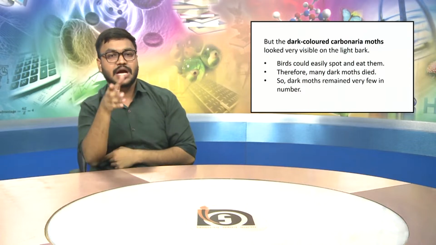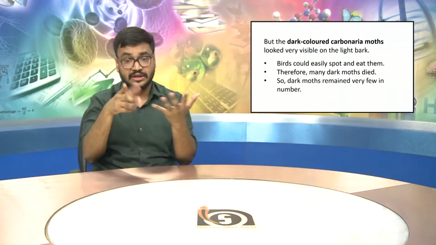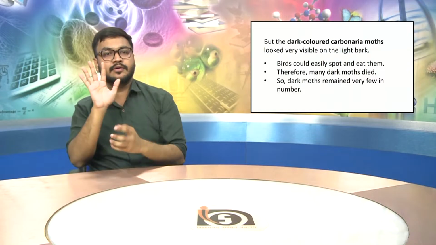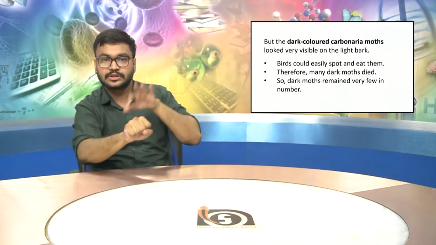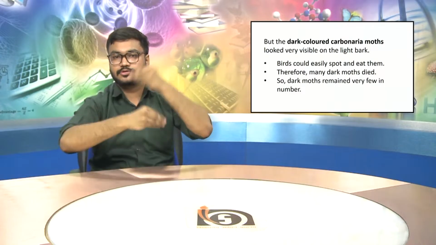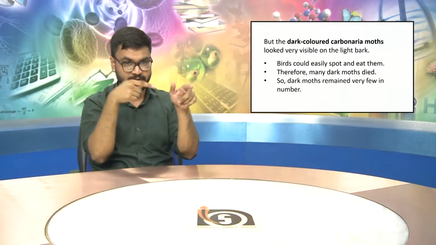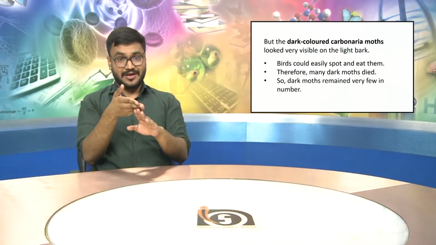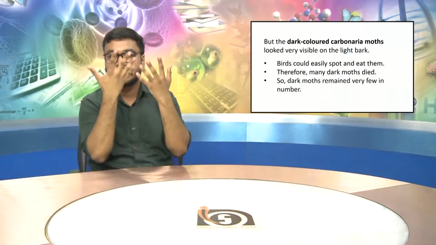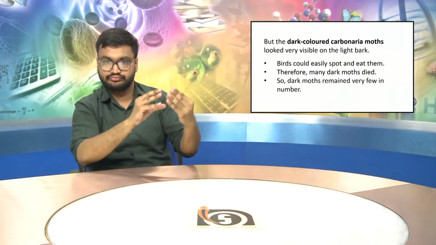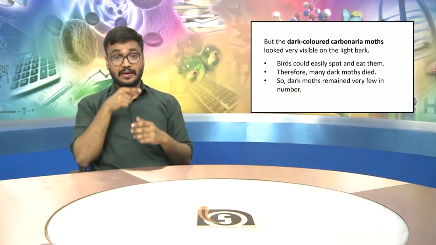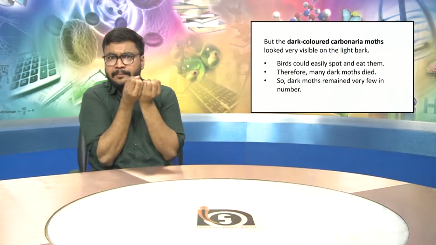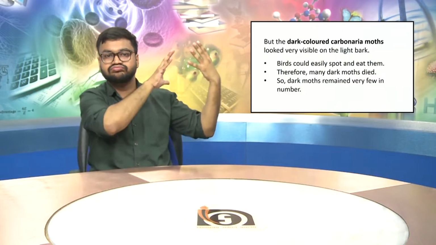But the dark colored Carbonaria moths looked very visible on the light bark. Birds could easily spot and eat them. Therefore, many dark moths died. So, dark moths remained very few in number.